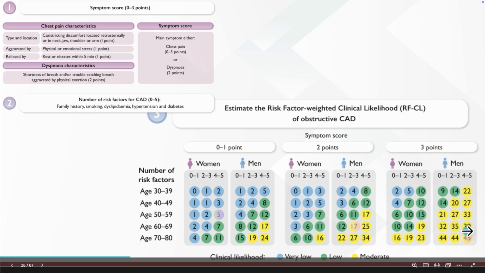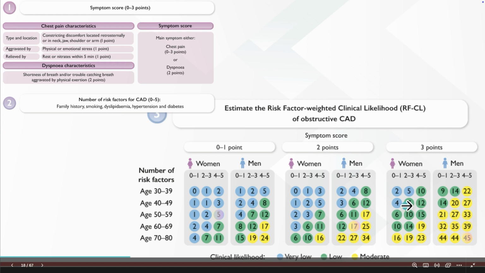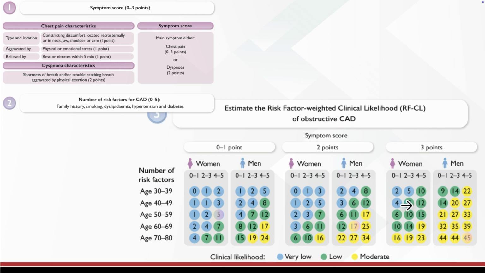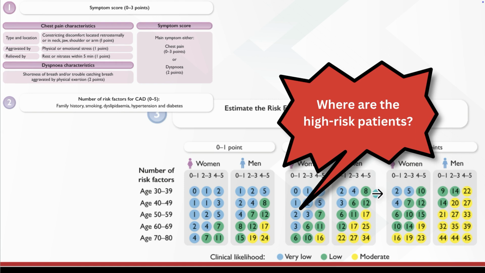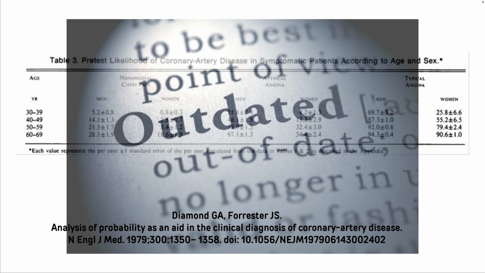Third example is a 70-year-old male with 3 points of chest pain, the classic, and 5 risk factors, then he would be considered moderate risk. And then the natural question is, where are the high-risk patients? Why doesn't the risk factor weighted clinical assessment give us any high-risk patients? The answer lies in the Diamond-Forrester classification. It's simply too old and outdated.